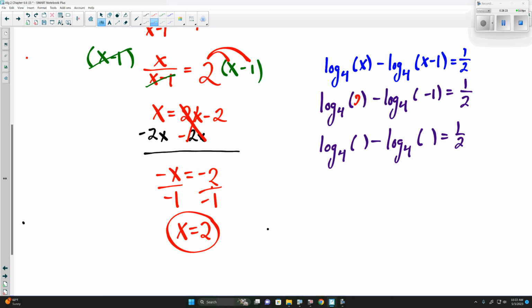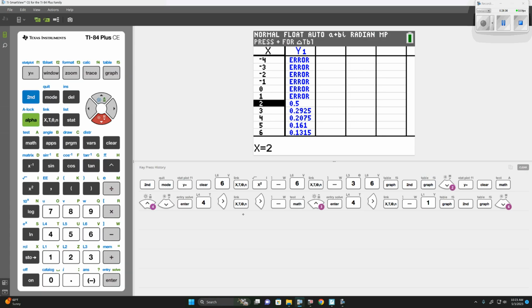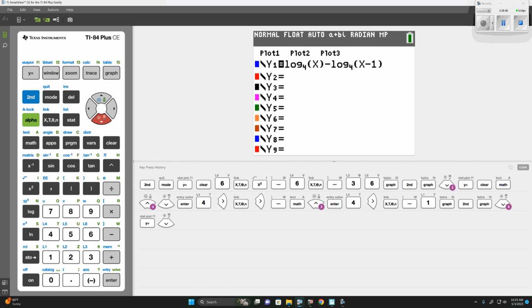So when we plug it back in, we'd have 2, 2 minus 1. So this does work, so 2 is the correct answer. And partly we can see it here on the graph, because when x is 2, the y value is 0.5 or 1/2. So it does work.